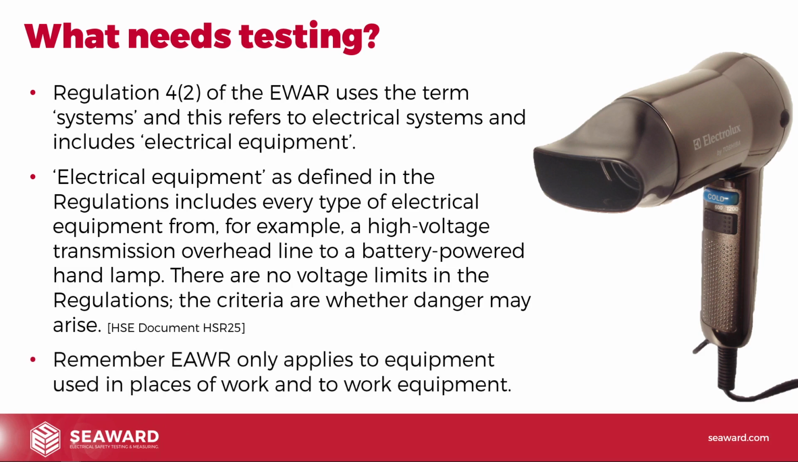Remember, the Electricity at Work Regulations apply to equipment used in places of work and to work equipment. So it's very important that we understand what's actually covered, because sometimes people get confused about domestic equipment, and whether domestic equipment needs PAT testing and things like that. So it's equipment used in a place of work and work equipment. It's really important that we have that little caveat in there, so again we understand what is covered when we are doing the risk assessments.